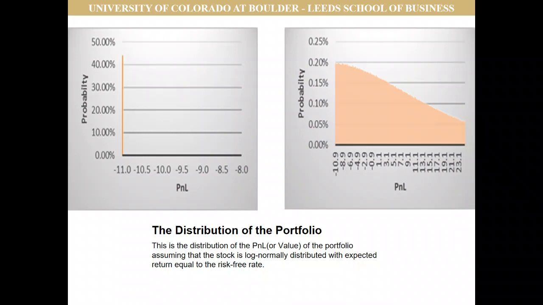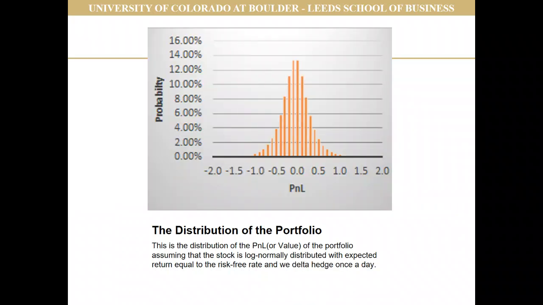Now, if we delta hedge even once a day on a one-year option, we can turn that distribution into this distribution. This is a histogram of the P&L, assuming the stock is log normally distributed with the expected return equal to the risk-free rate, and we delta hedge once a day. And this is a much better behaved distribution, right? We have reasonably high confidence that we are going to make between plus and minus $1.